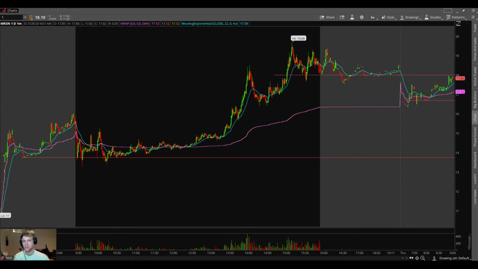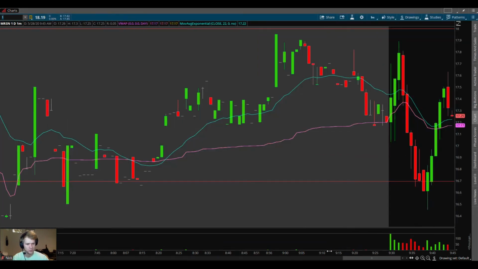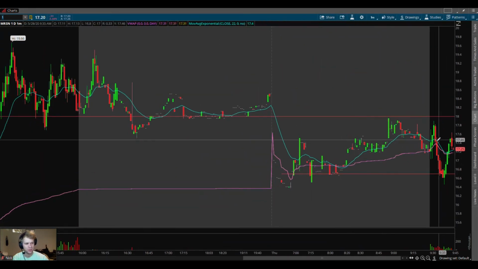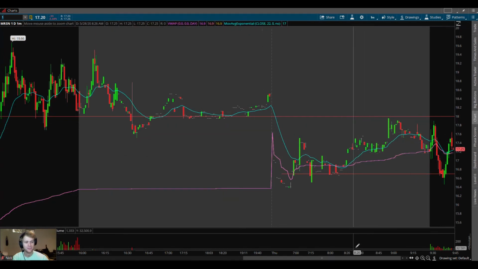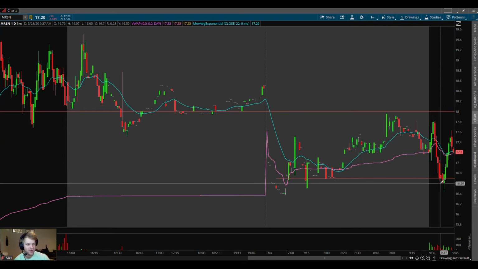Let's go to the open. Let's actually move forward a little bit. 9:45 is where we're going to start. So it looks like they tried to push this up. They failed. I might be leaning short here. We're still below this 18. I'm going to watch it and see how it reacts to VWAP. I get in a couple of minutes, but I don't get in the direction you might think.